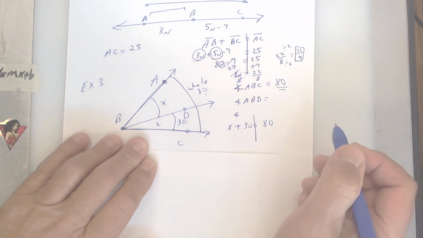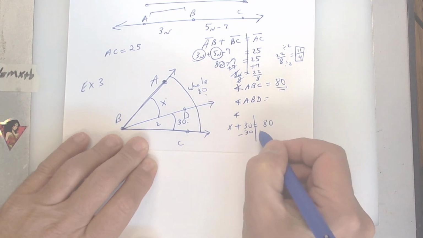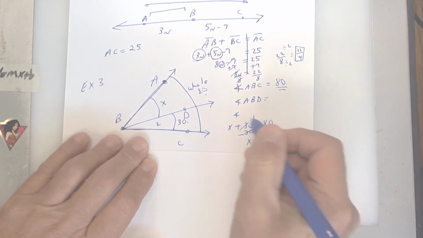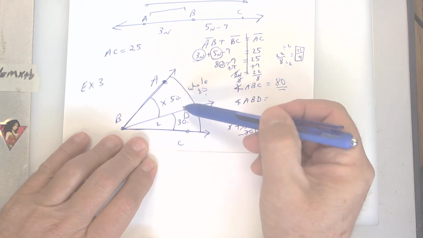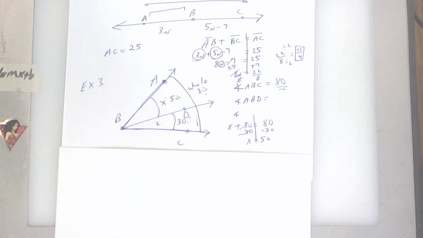And then you would draw your line. Don't do anything with that 80. You want to get rid of that 30. So by the subtraction property, you get 50. So this one has to be 50 by angle addition postulate. This angle plus that angle equals the big angle. That's all there is to it. Segment addition and angle addition.